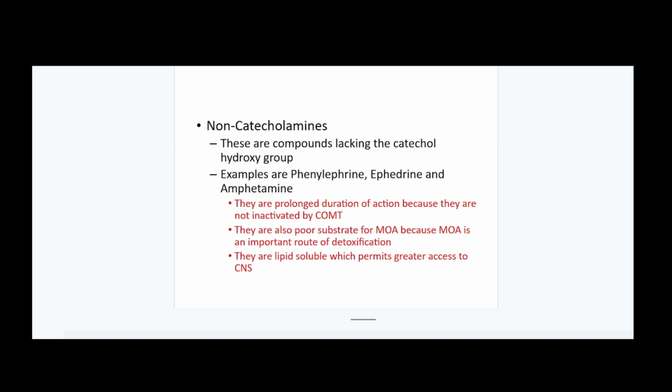phenylephrine, ephedrine, and amphetamine. They have prolonged action because they cannot be degraded or inactivated by the COMT enzyme. They are poor substrates for monoamine oxidase, and they are lipid soluble. That means they can penetrate into the CNS. That is why amphetamine is a drug of abuse. They can penetrate into the CNS and can act as a stimulant.